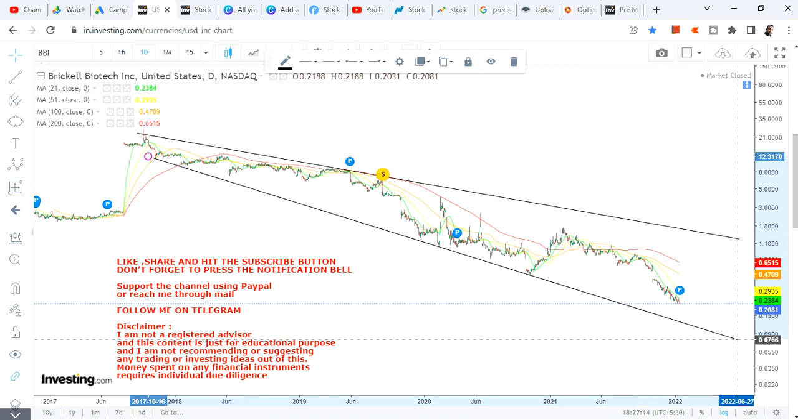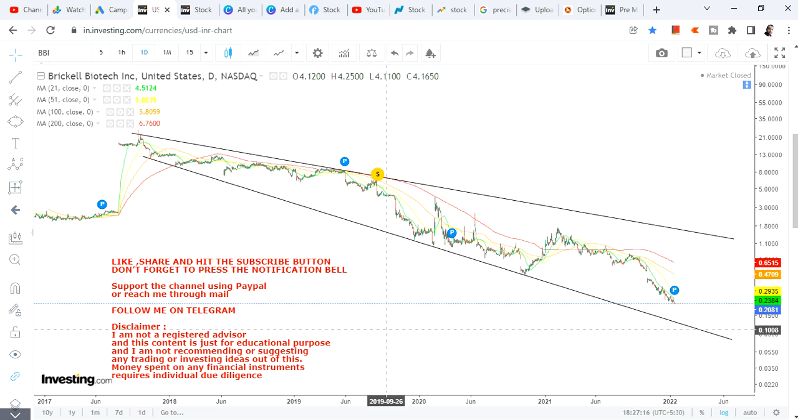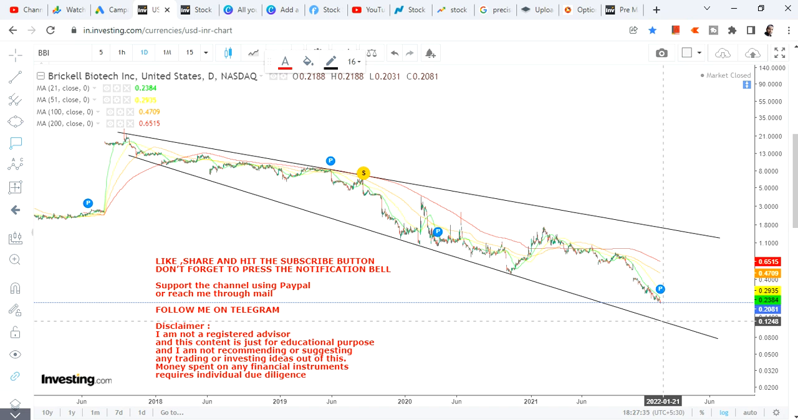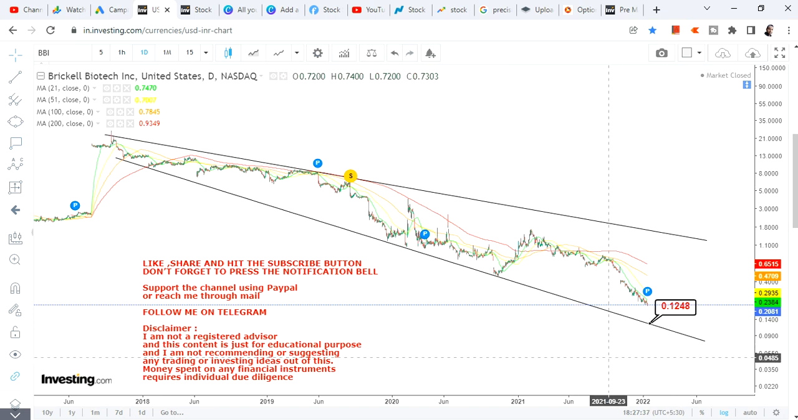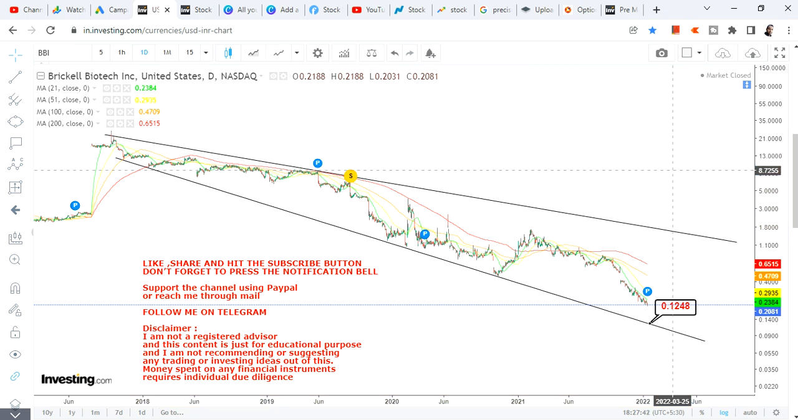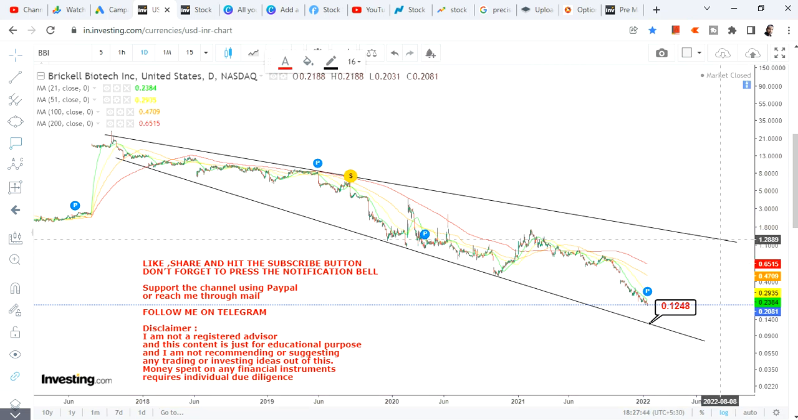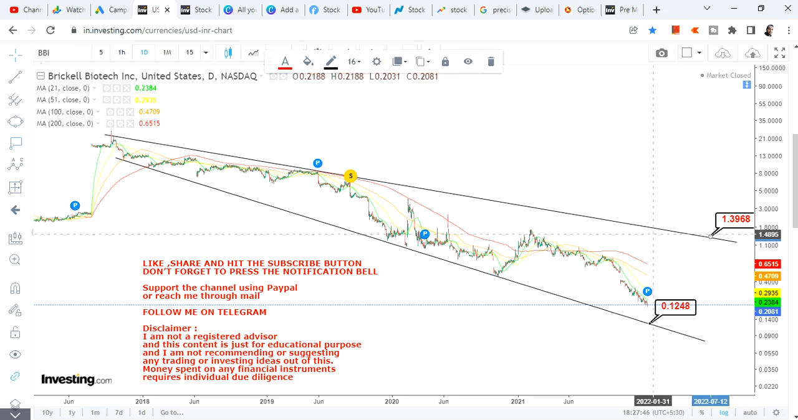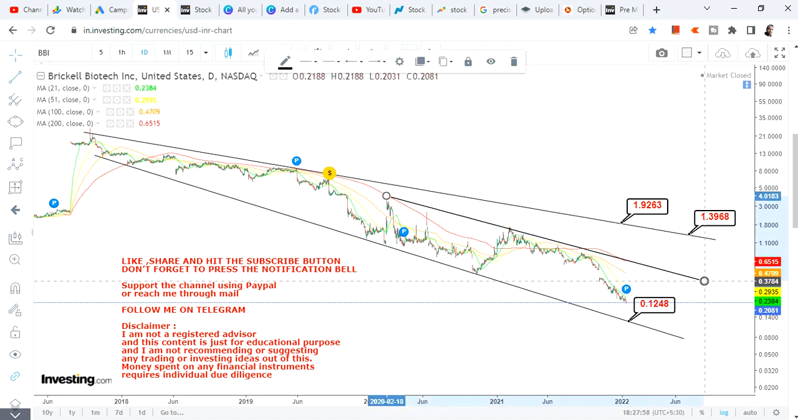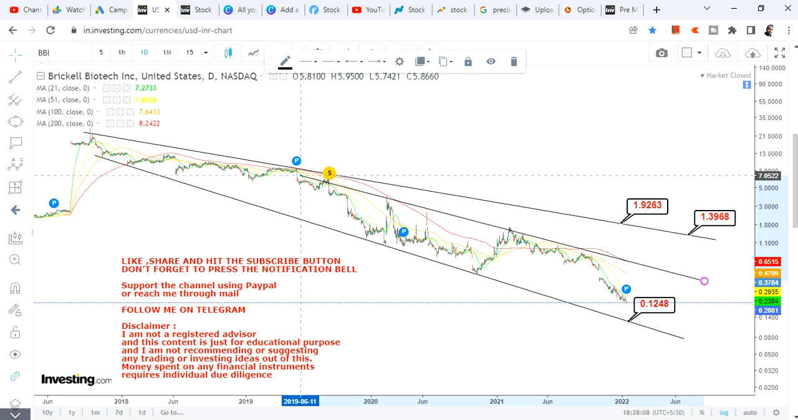Now if you're looking at this particular stock, this is the trend that we have here in the last 2 or 3 years, and it is clearly visible that the support we have here will be at 12 cents. Okay, and on the upside, because the downside is so big, the upside will be a stretch one as well. So the upper end of the range is in between 1.4 and 1.9. So this is how things look as far as the current range or the trend is concerned.